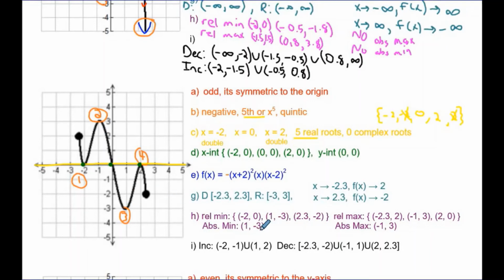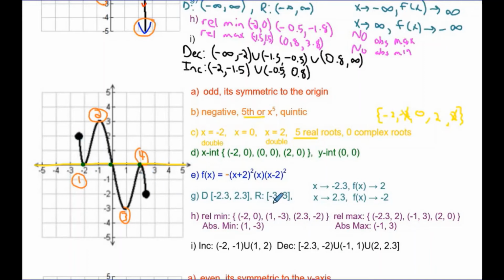So the end behavior will change a little bit. Again, on the left side, it doesn't go to -infinity, it goes to -2.3. And on the right side, it doesn't go to infinity, it goes to 2.3. So what does the output go to? It goes to, here it goes to 2, and here it goes to -2.